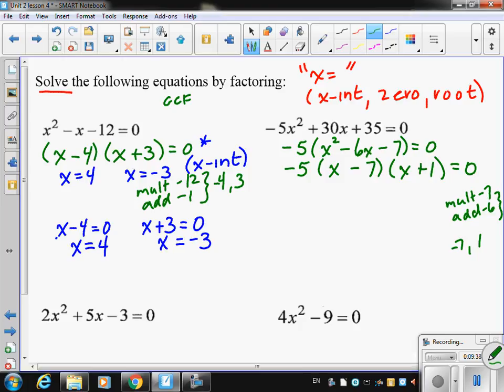There, I have fully factored it, and that will help me find my x-intercepts. Negative 5 times (x minus 7) times (x plus 1) equals 0. So that means x minus 7 equals 0. Negative 5 never equals 0. Or x plus 1 equals 0. Either one of those cases would give us our x-intercept. So I'm going to add 7 to this one. I'm going to subtract 1 from both sides of this one, and I have found my two x-intercepts.